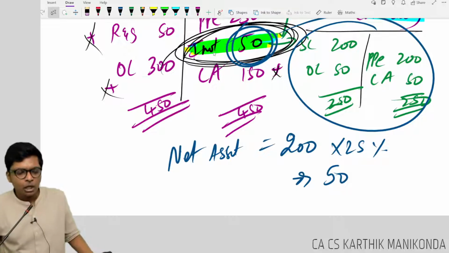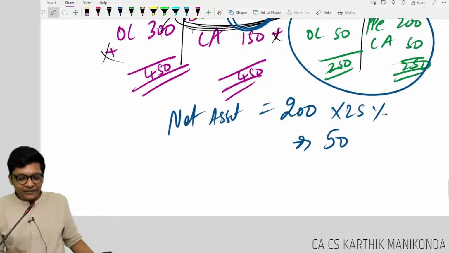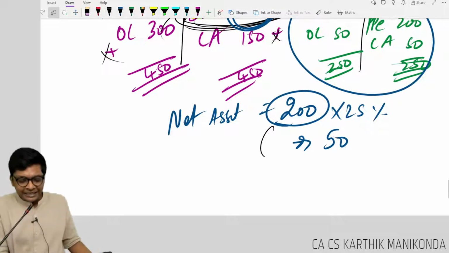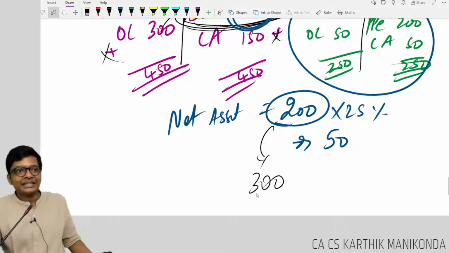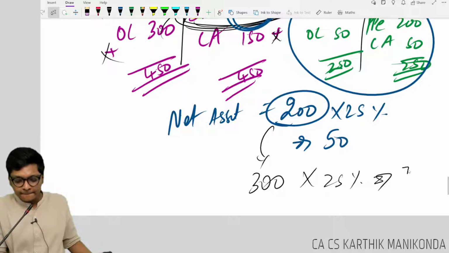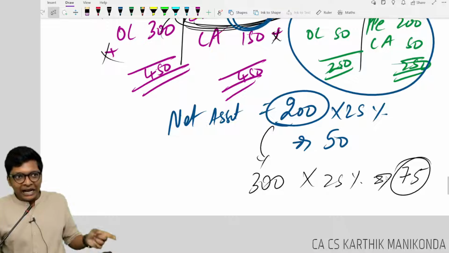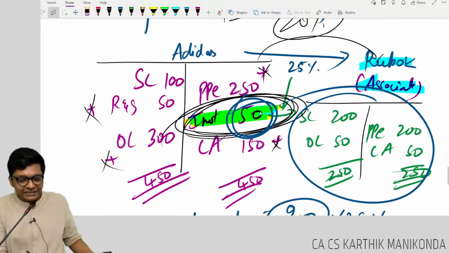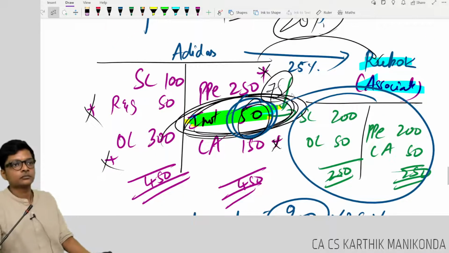Let's say after 2 years, will the net assets of Reebok still be 200? No. Let's say net asset now became 300. So my value is how much? 25%, how much, guys? 75. So I invested 50, I earned 25 profit. Now I will show investments at 75.